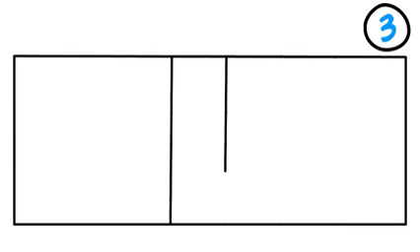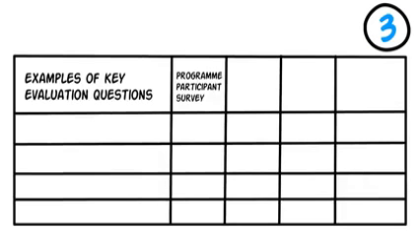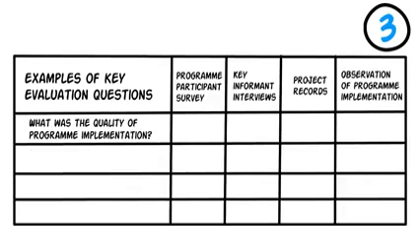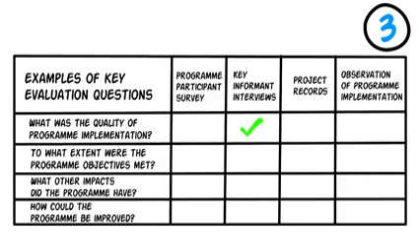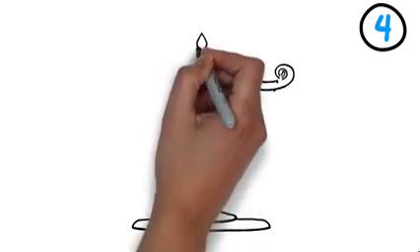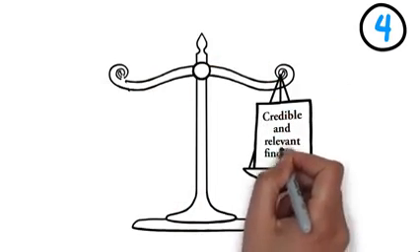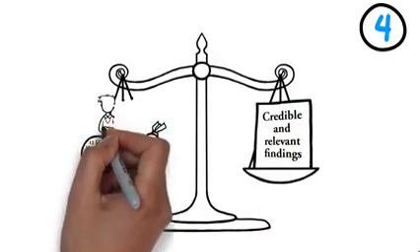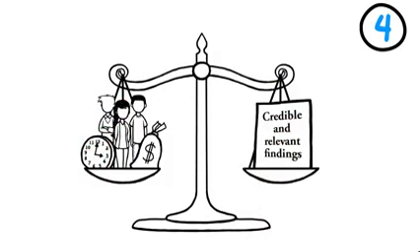Third, Vadim and his team need to check that they have not overlooked anything. This can be done by creating a matrix showing which data collection and analysis methods will be used to answer each key evaluation question. And fourth, Vadim will need to check that the selected methods are doable in terms of time, capacity, and financial resources.